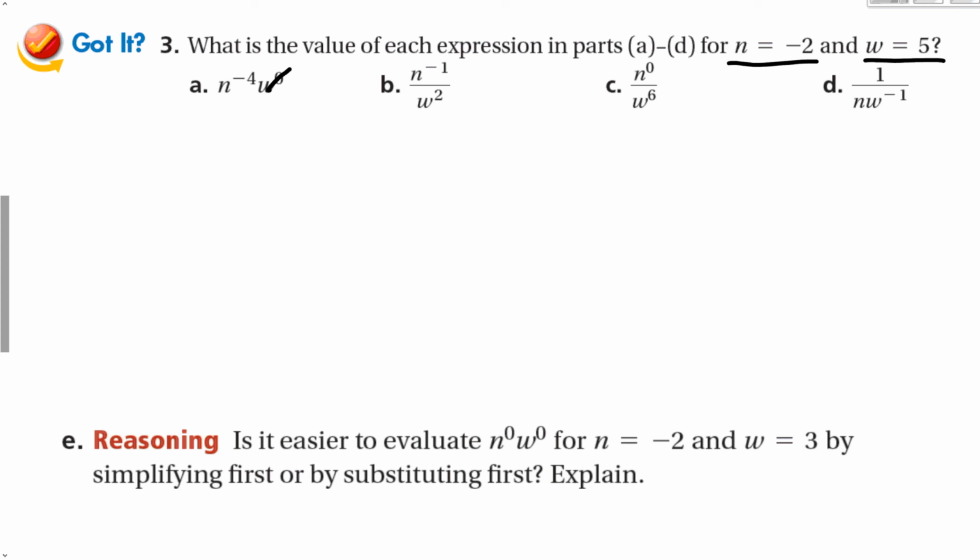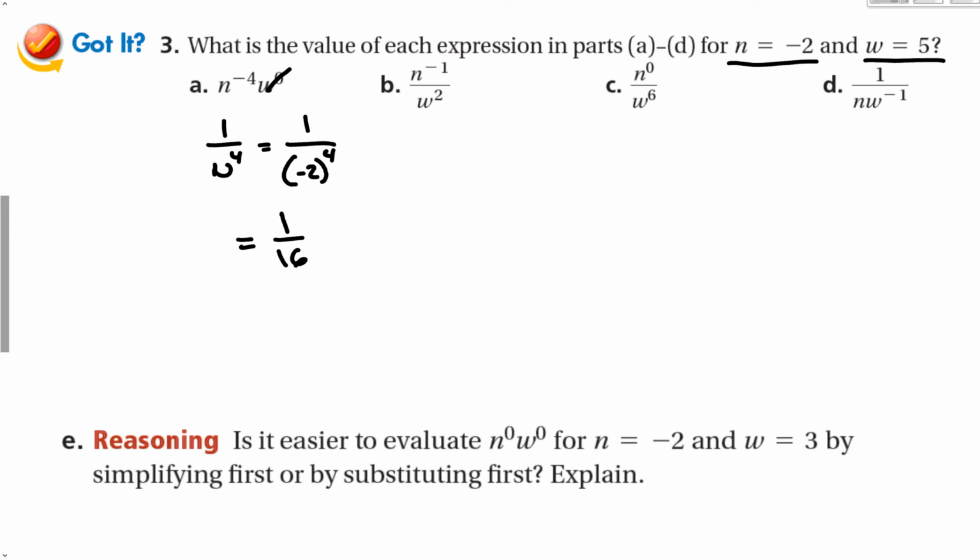Okay, so now that I got rid of that w to the 0 power, my expression looks like this, 1 over n to the positive 4 power, which then gives me 1 over negative 2 to the positive 4 power. And now all I have to do is raise negative 2 to the 4th power, but a negative times a negative times a negative times a negative, 4 times, is going to give me a positive. So my answer is 1 over 16. And in fact, anytime we have a negative raised to an even exponent power, the negative will cancel out.